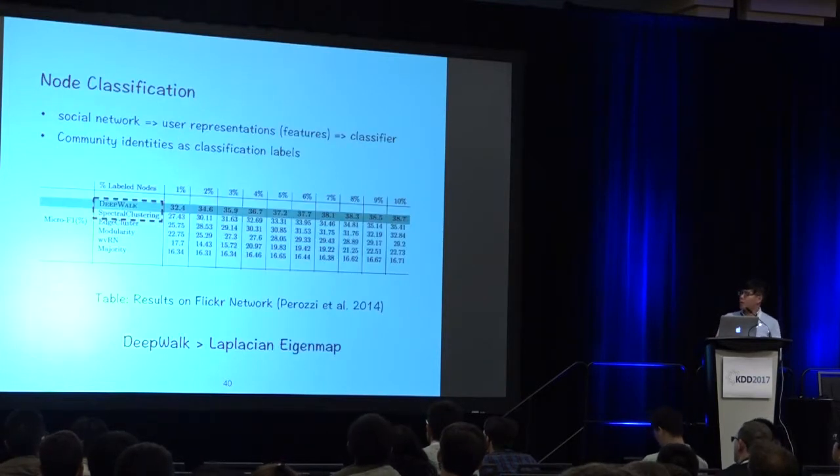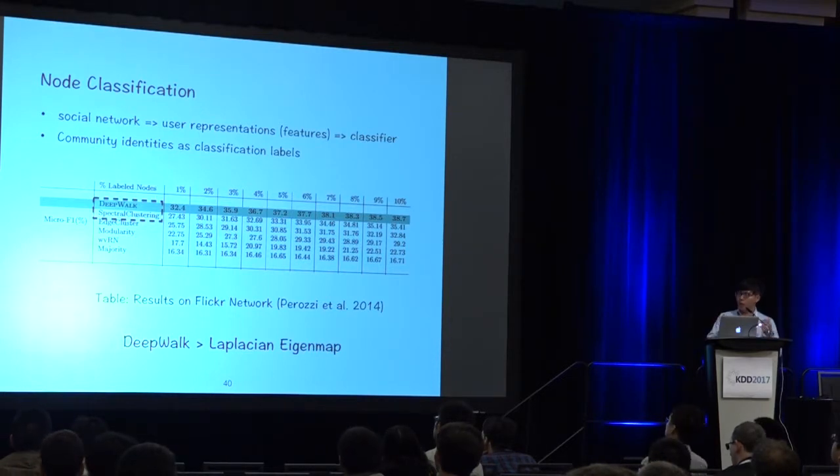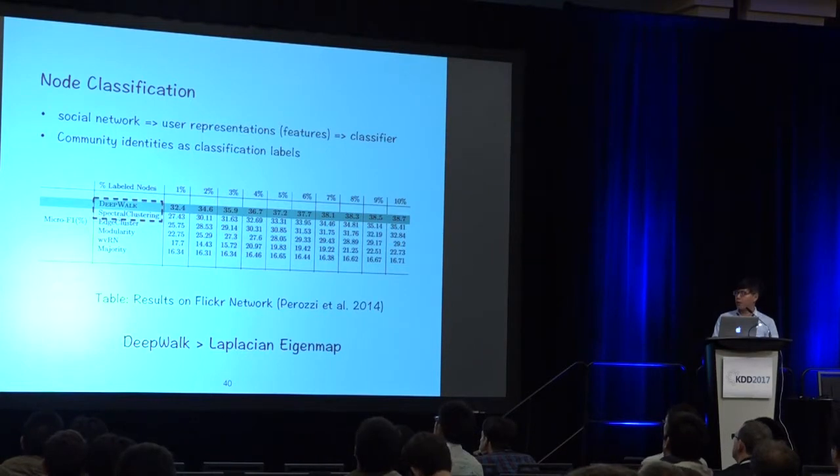So let's start with the task of node classification. We are given a social network, and by applying node embeddings on the social network, every node, so every user, will be represented as a low dimensional vector, which can be used as features. And then we classify the users into different communities. In other words, we use the community identities as the classification labels.